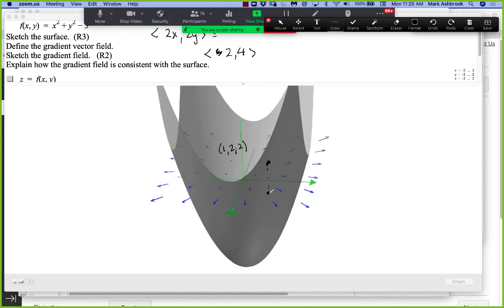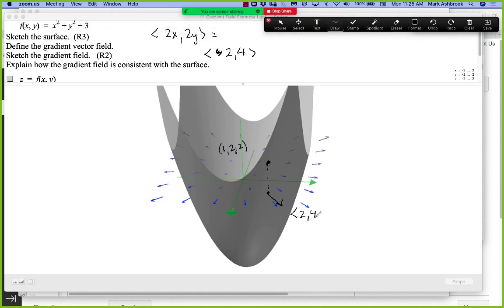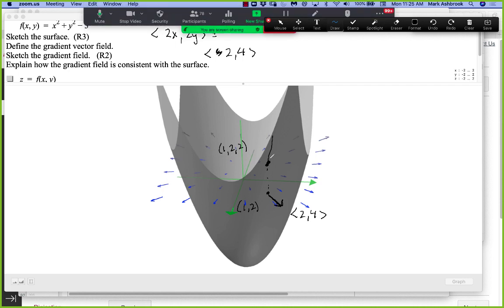Yeah, so fast. Gradient vector 2, 4. So here's the point 1, 2. The gradient vector in the xy plane is 2, 4. And what is that showing us? It's showing us that here on the surface at 1, 2, 2, that would be the direction that you'd go up the fastest. Walking away from the z-axis, you go up the fastest.